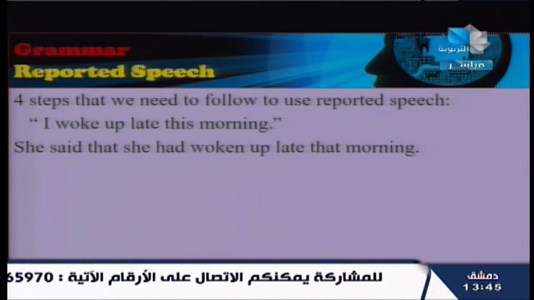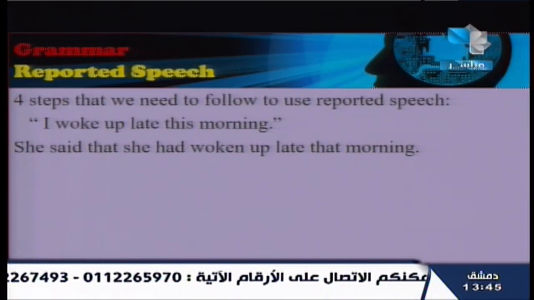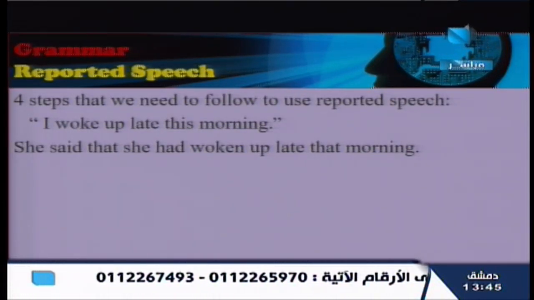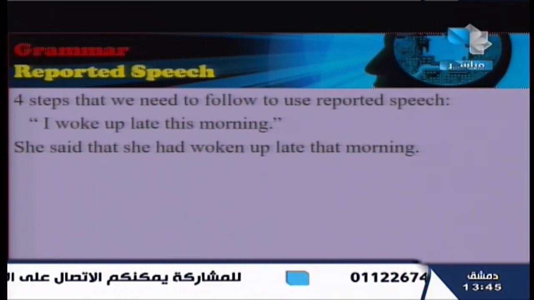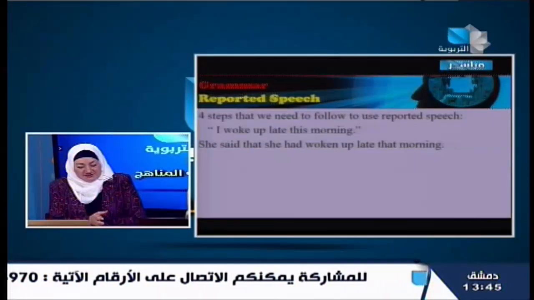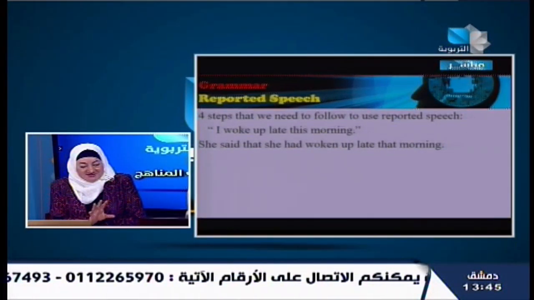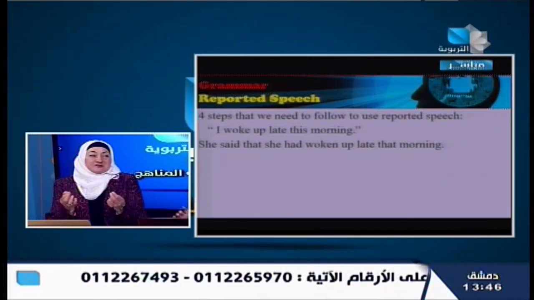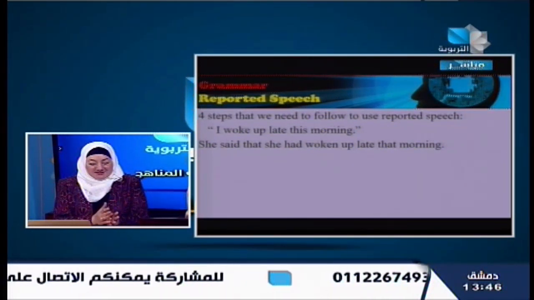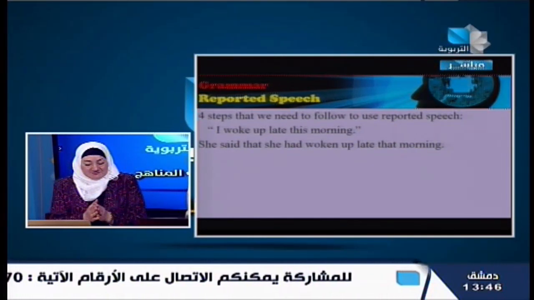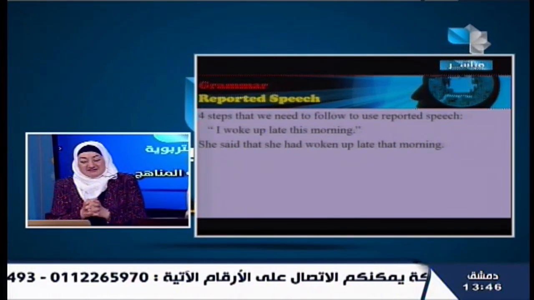Now, to change from direct into indirect or reported speech, of course, we have 4 steps that we need to follow. So, example first. I woke up late this morning. This is, as you see, direct, because it is used between inverted commas. We have to make some changes here. She said that she had woken up late that morning.